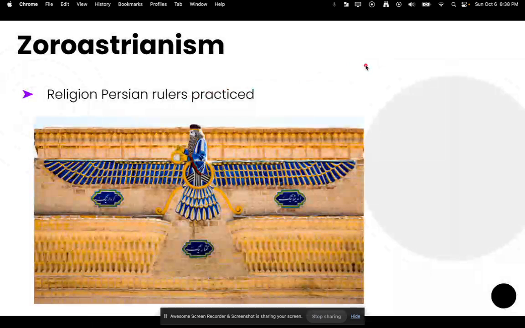Yes, this is kind of a cool thing to talk about. So this religion is called Zoroastrianism. And we're going to talk about that for the next few slides. So this is the religion that the Persian rulers practiced during the Persian Empire.